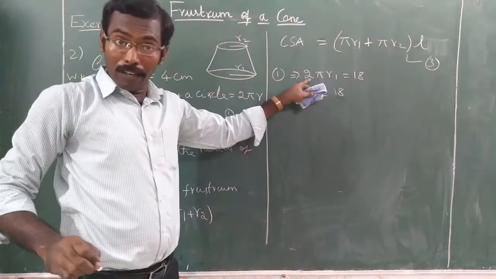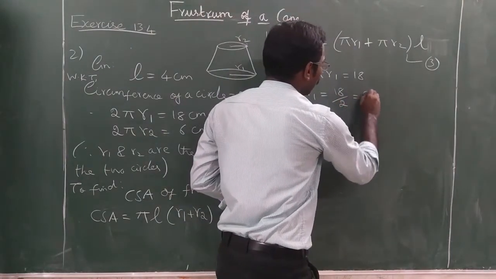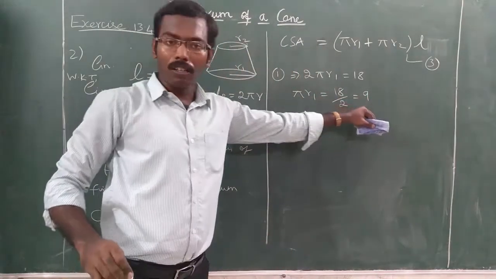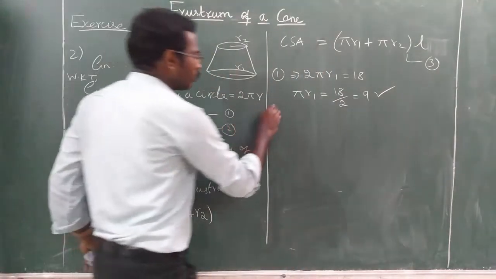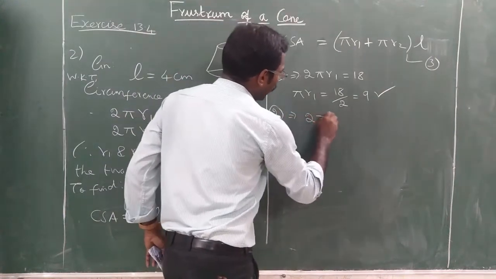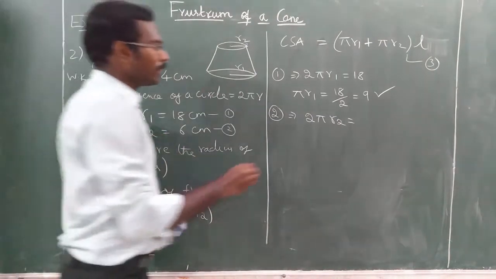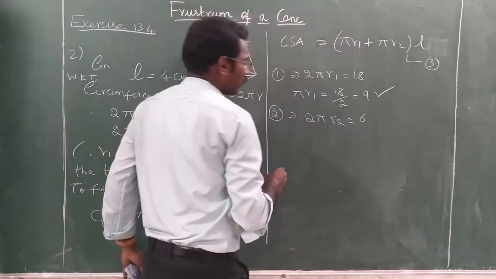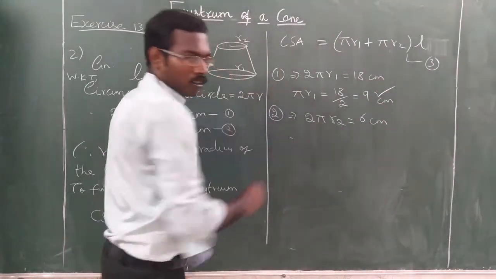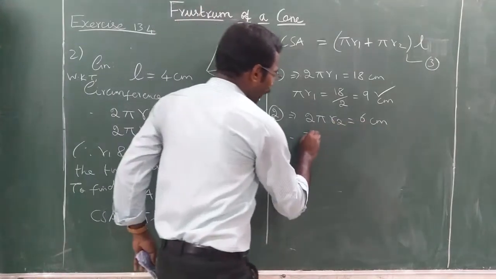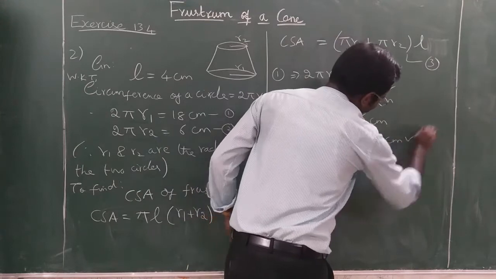So pi R1 is equal to 18 by 2, because this 2 is in multiplication, so when you move it here it becomes divide. 18 by 2 is equal to 9, so pi R1 is equal to 9. Then take equation 2. Equation 2 gives 2 pi R2 is equal to 6 centimeter. Therefore pi R2 is equal to 6 by 2, which is 3 centimeter.